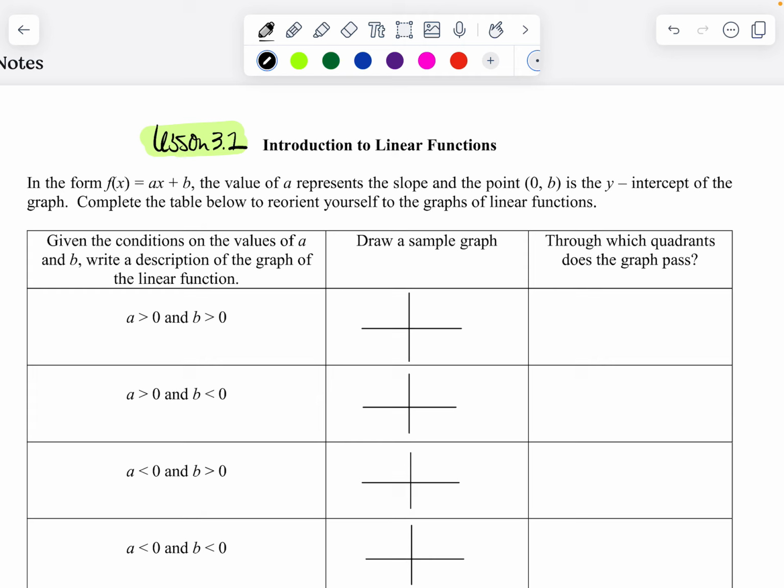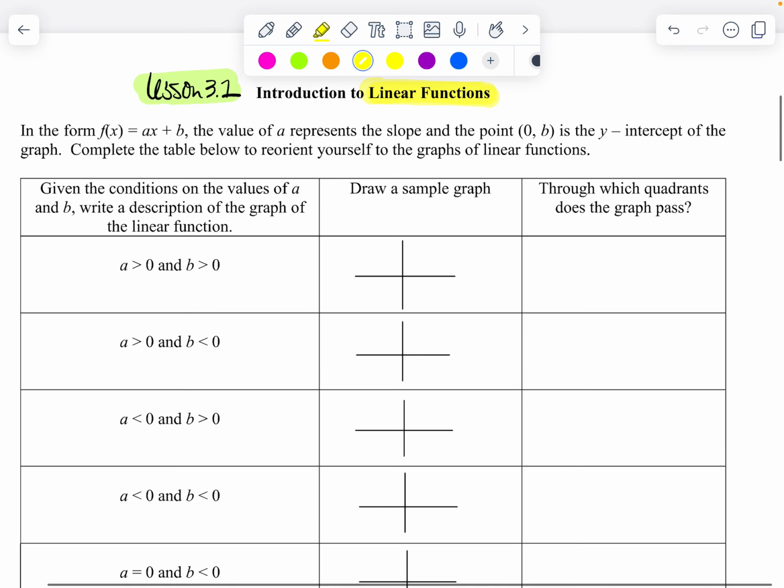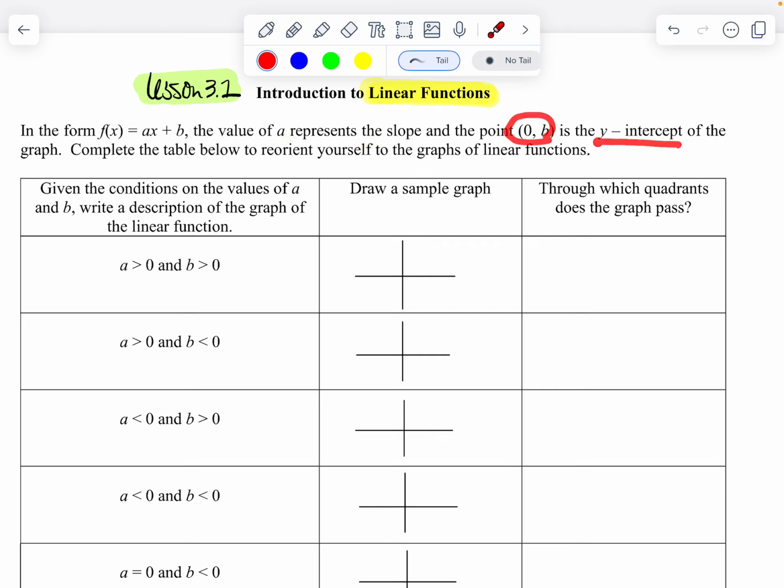So the first type of function that we have is the most basic of all functions, which is the linear function. So we're going to start off talking about that. This is lesson 3.1. And the first part is just kind of remembering what a linear function is. So a function that is in the form of f of x equals ax plus b. The value of a represents the slope of the line, and the point (0, b) as a coordinate is the y-intercept.